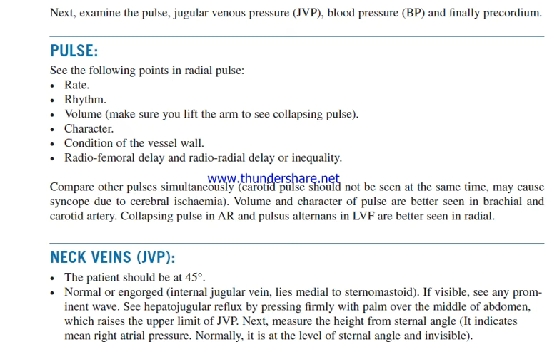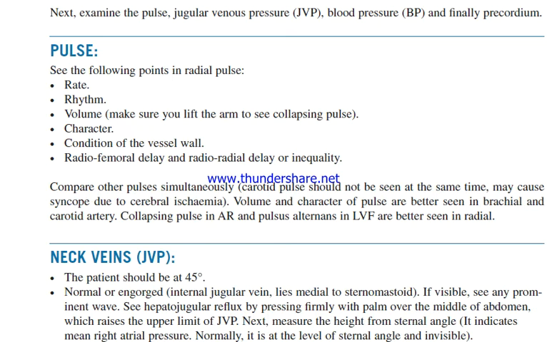Collapsing pulse in aortic regurgitation and pulsus alternans in left ventricular failure are better seen in the radial. Now the neck veins, that is JVP. The patient should be at a 45-degree angle. The normal or engorged internal jugular vein lies medial to the sternocleidomastoid. If visible, see any prominent wave. See hepatojugular reflux by pressing firmly with the palm over the middle of the abdomen, which raises the upper limit of the JVP.